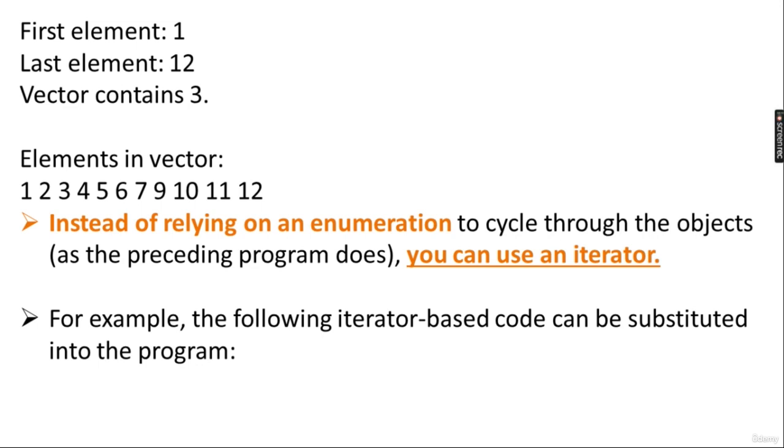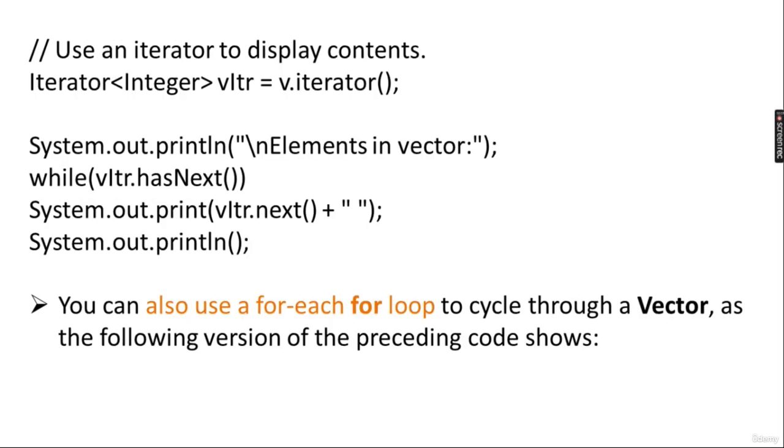Instead of relying on an enumeration to cycle through the objects as the preceding program, you can use the iterator. Okay, so enumeration is obsolete. It is not compulsory. Still you can use it, or you can also use the iterator interface. For example, we will see now iterator based code. Iterator Integer V iterator, V dot iterator, elements in the vector, while V iterator has next, display next element plus space.